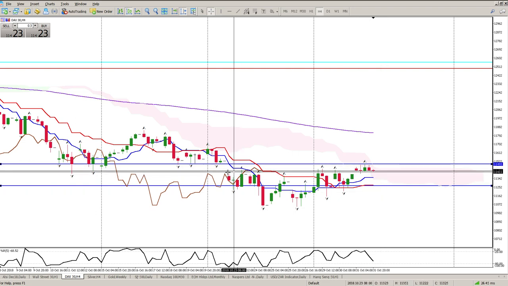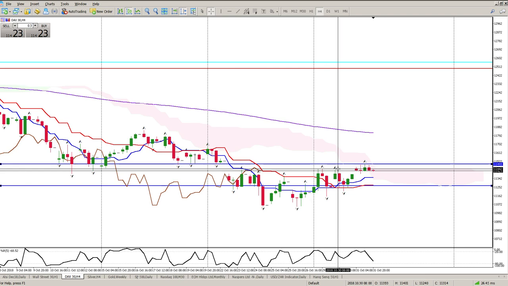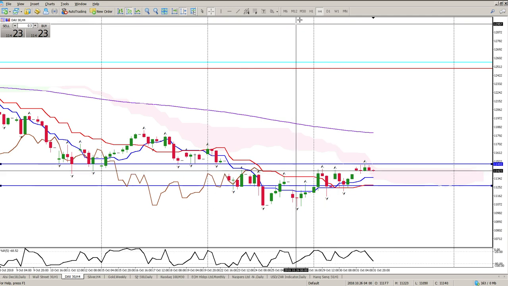And bear in mind that we had this head and shoulders here, and we have broken through the neckline. Not convincingly, but we have broken through the neckline. Okay, so just keep that in the back of your mind.